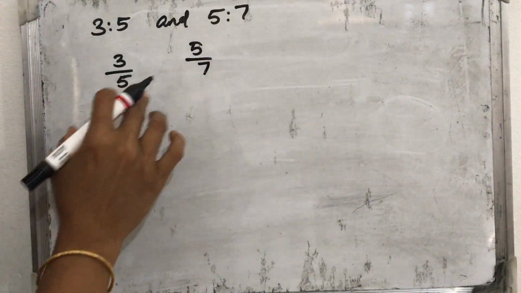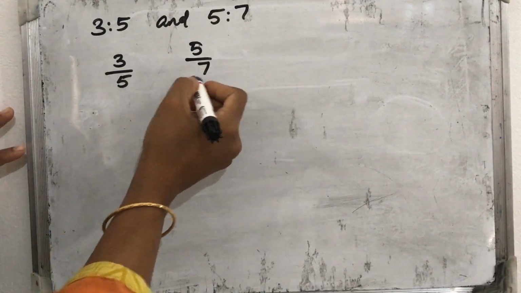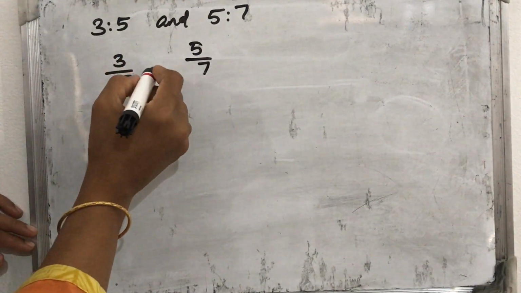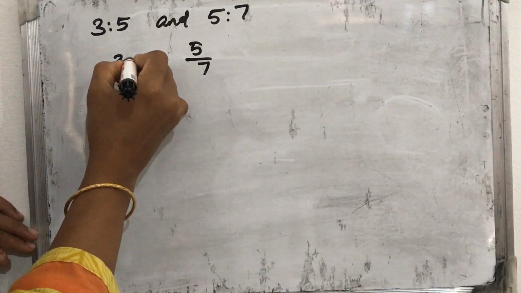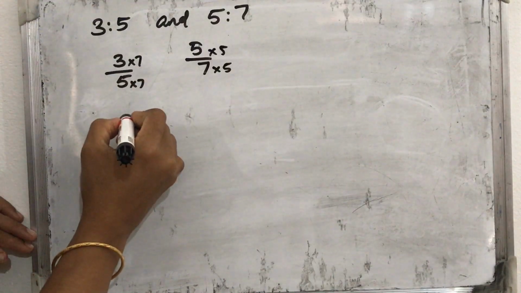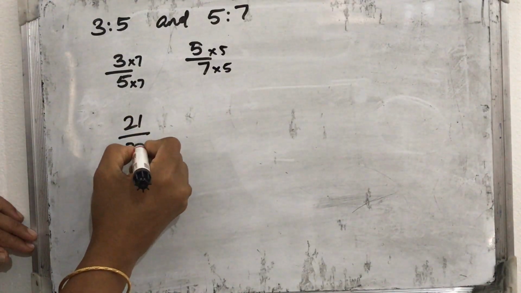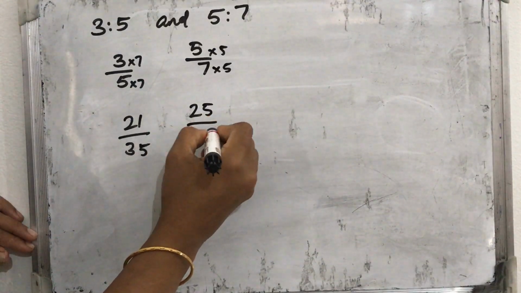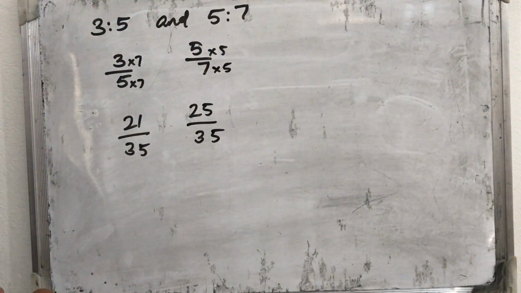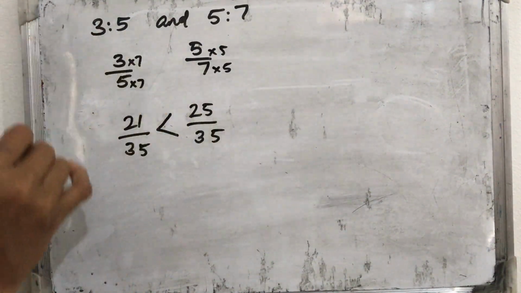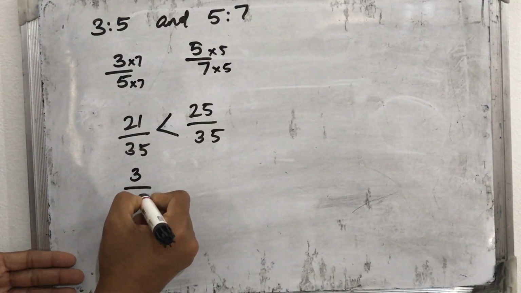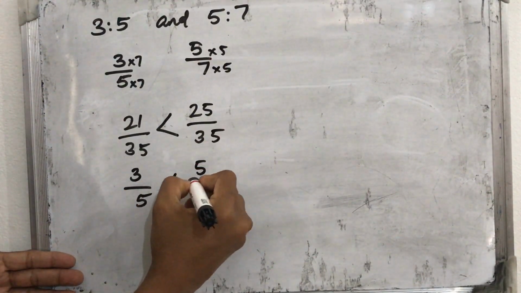Then for comparing fractions, as we already know, we want to make the denominator the same. Here 5 into 7, 35 is the LCM. So to get the same denominator, here we multiply with 7 and here we multiply with 5. Now we will get 21/35 and 25/35. Now we can easily compare: 21/35 is less than 25/35. It means 3/5 is less than 5/7.